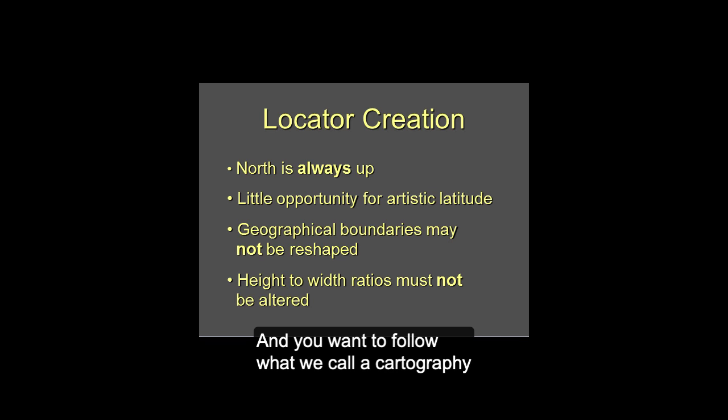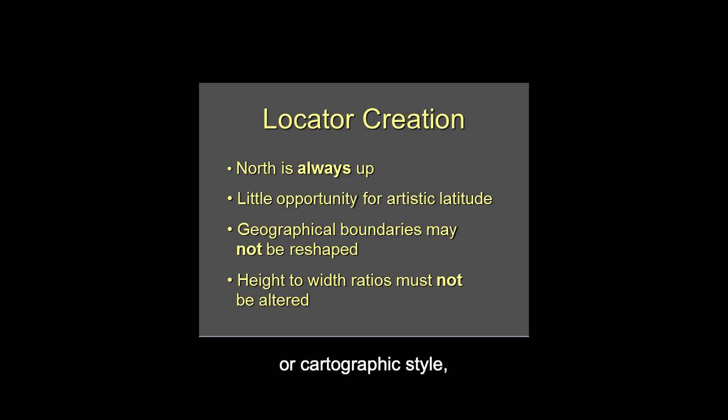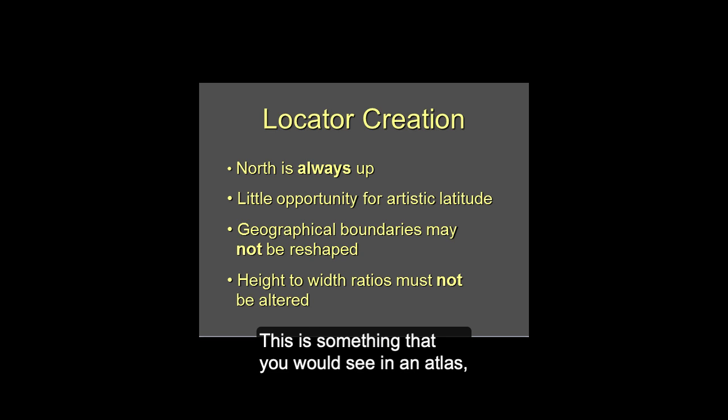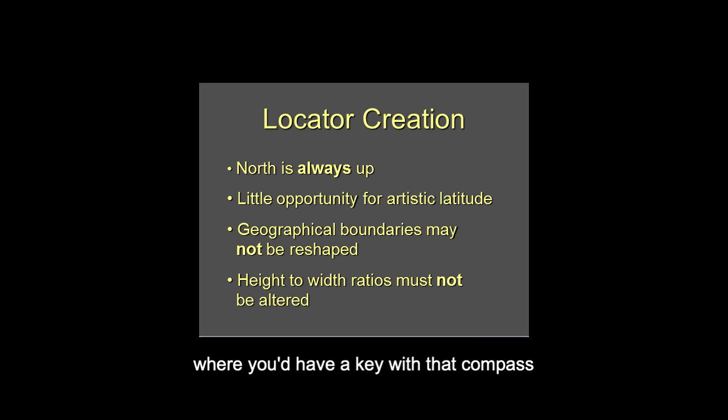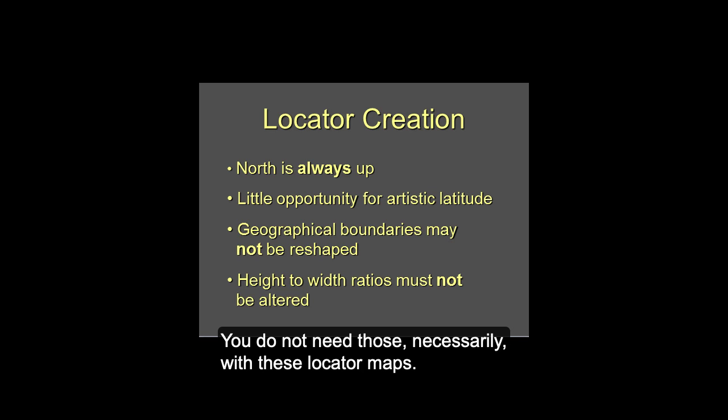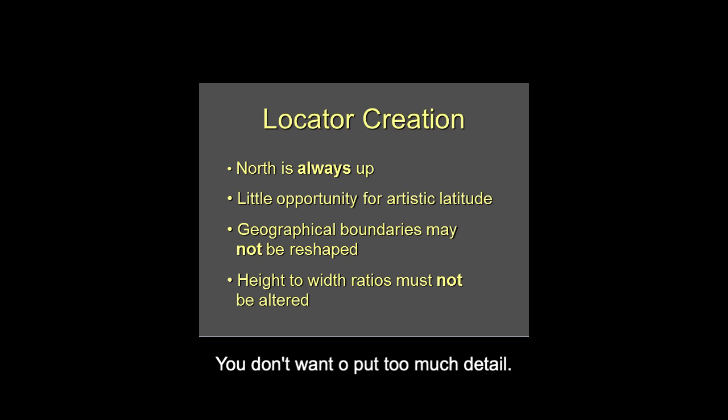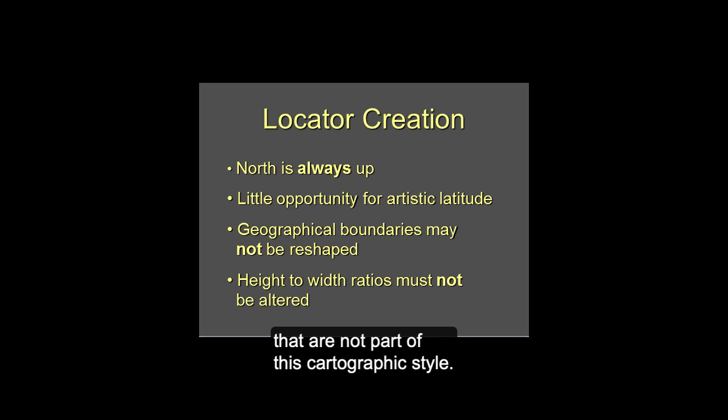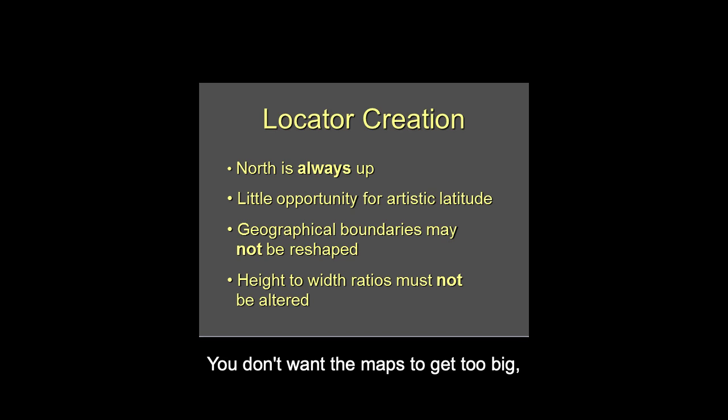And you want to follow what we call the cartography or cartographic style, but we don't necessarily need a key. This is something that you would see in an atlas where you'd have a key with that, compass and the scale indicators. We do not need those necessarily with these locator maps. You don't want to put too much detail. You don't want to include icons that are not part of this cartographic style. You don't want the maps to get too big, and you don't want to distort reality.